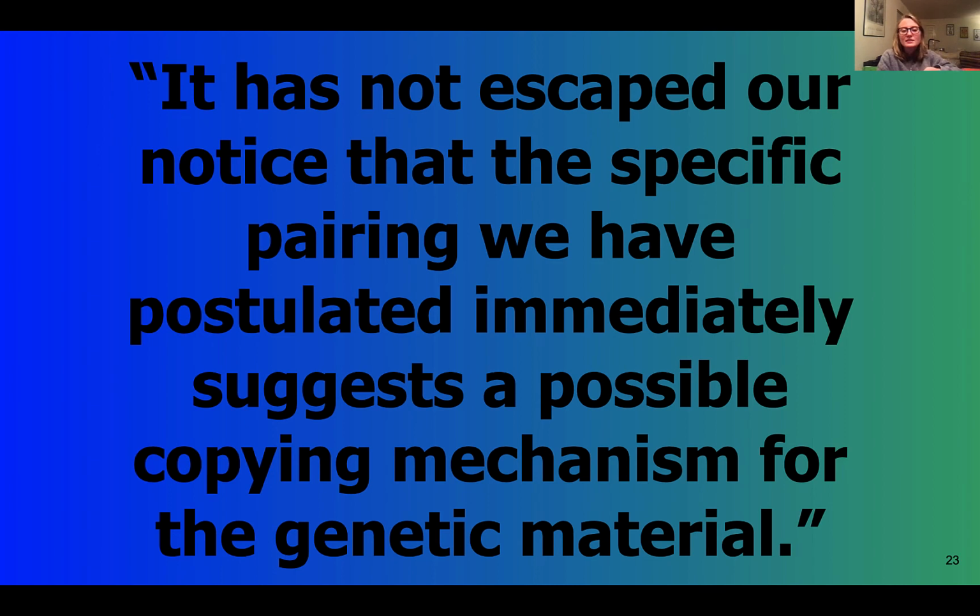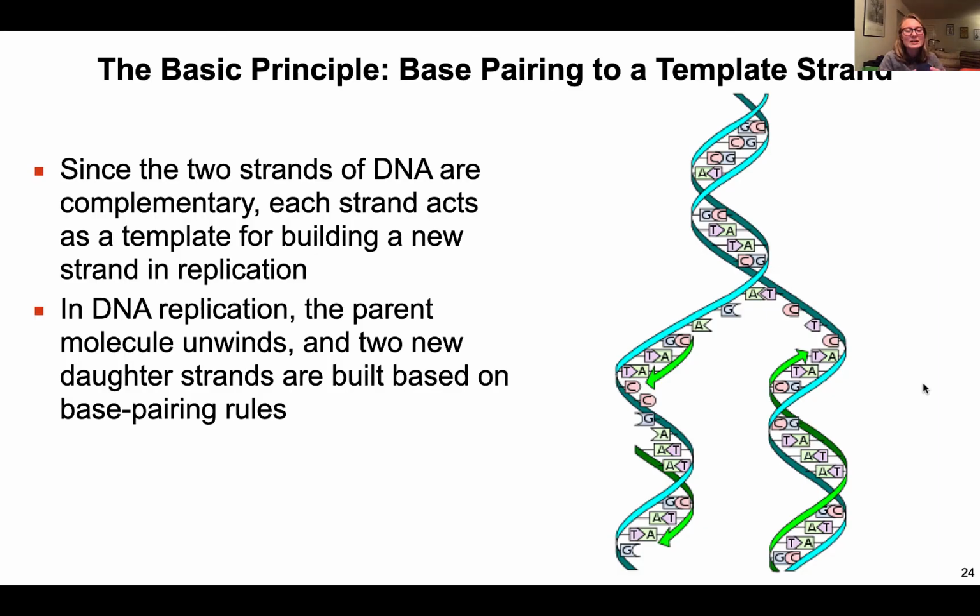So it was in the last few sentences of Watson and Crick's paper that they disclosed the following information. "It has not escaped our notice that the specific pairing we have postulated immediately suggests a possible copying mechanism for the genetic material." So what they're saying here is that we know DNA has to replicate itself to make it to the next generation. So the basic principle of DNA replication is that the parent strand acts as the template for the 2 new strands that are created.